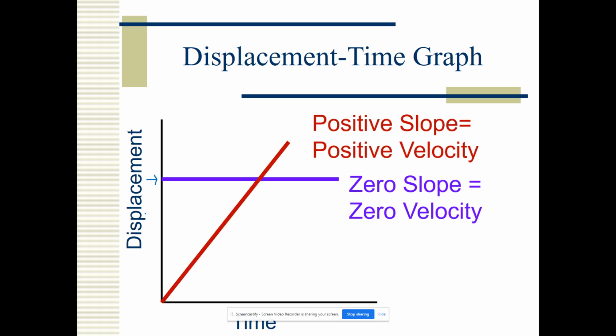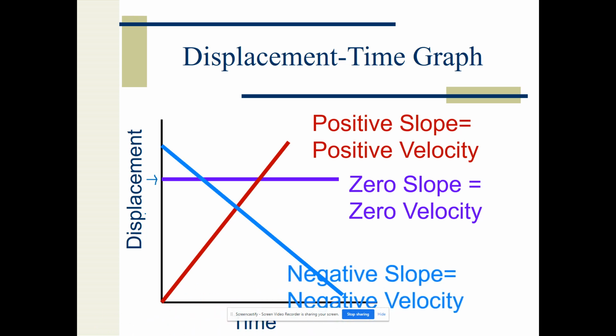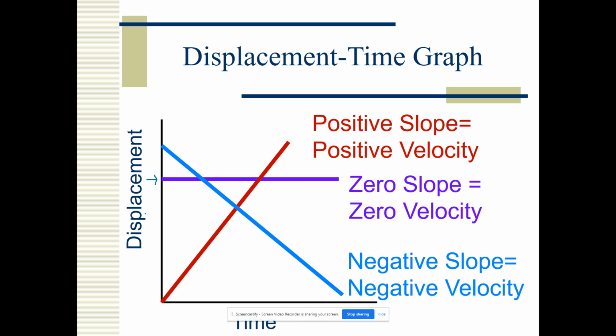Now this line is a straight line and it's going up. This has a positive velocity and it is a straight line, so it is constant. So in other words, the velocity is going in the positive direction. Remember, velocity is a vector, and so direction has something to do with it. Here we've got a negative slope. So this is a constant negative velocity, or a constant velocity going in the negative direction.